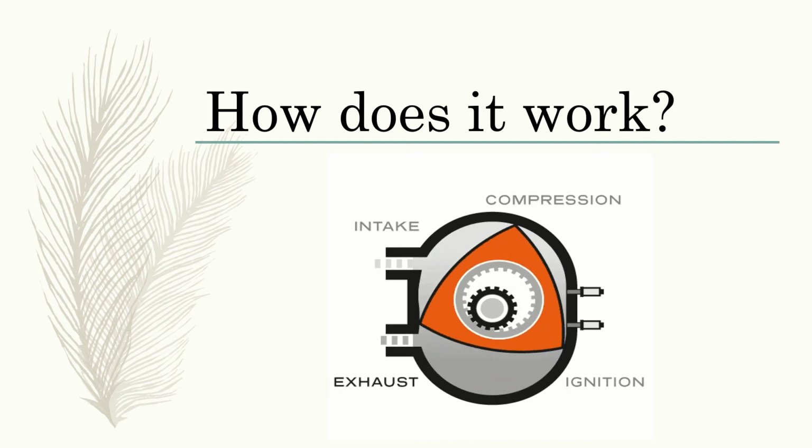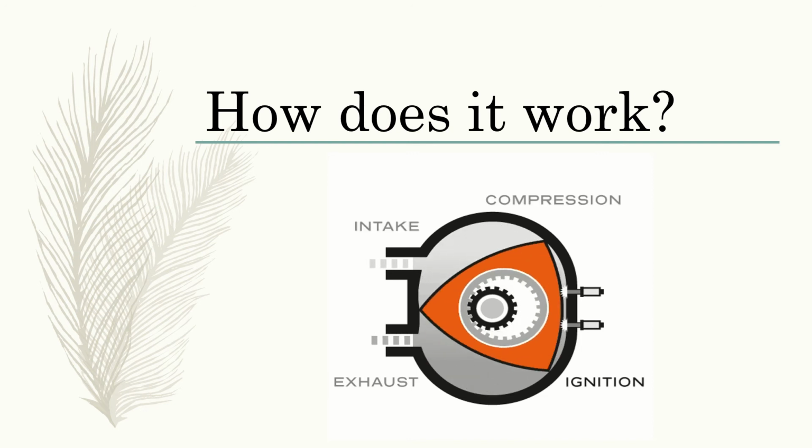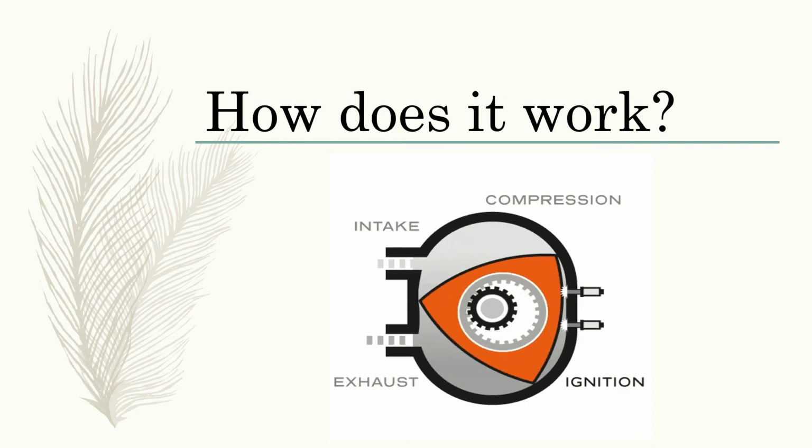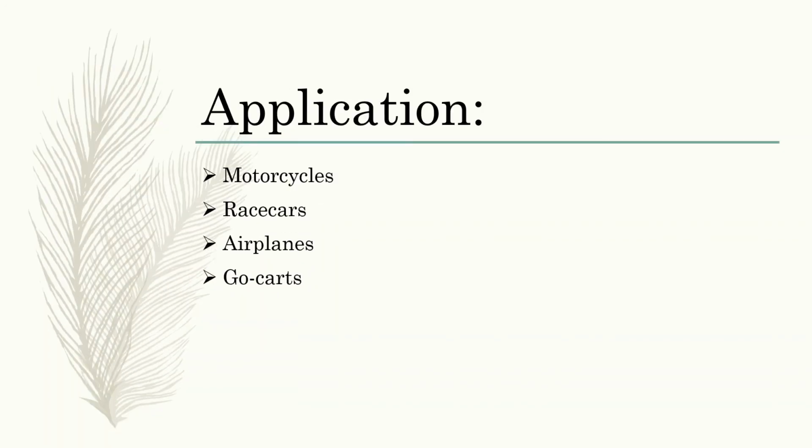The fourth and final stroke of the Wankel engine process is the expulsion of the exhaust through the outlet port. The sudden expansion of the now gaseous fuel mixture forces the rotor back around to its initial position. The exhaust is thrown from the engine to the exhaust system of the car. And for the application of the Wankel engine, it is currently used in motorcycles, race cars, airplanes, and even go-karts. And that's all for the Wankel engine. Thank you.